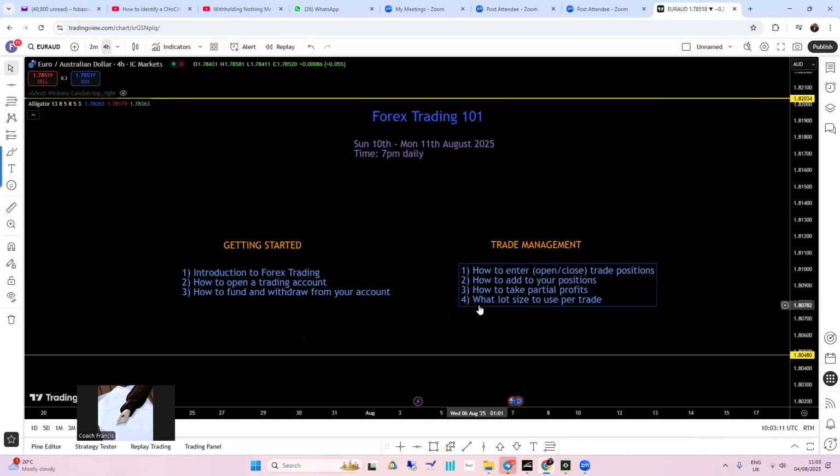Then, of course, what lot size to use. Lot size has to do with how much you are risking per trade. Some people could say, okay, I'm going into this trade, I want to risk only £1. Someone else could say, I want to risk £10. Someone else could say, I want to risk £100 or £1,000. It all depends on your account size. It depends on your trading capital.